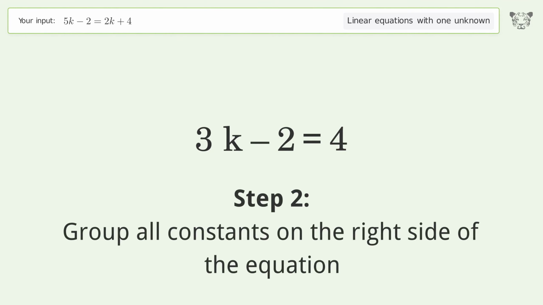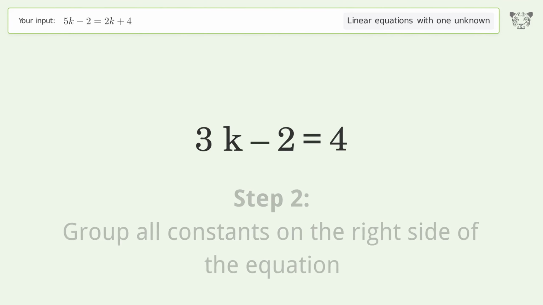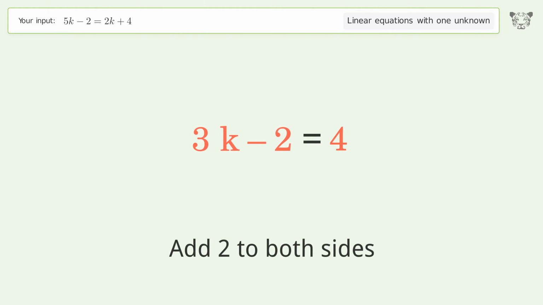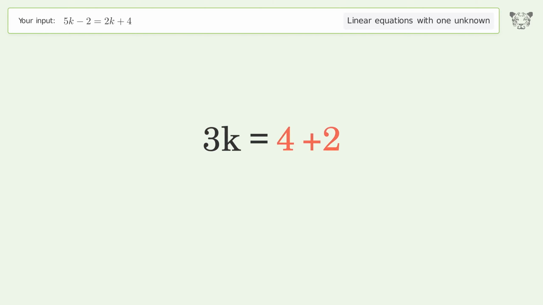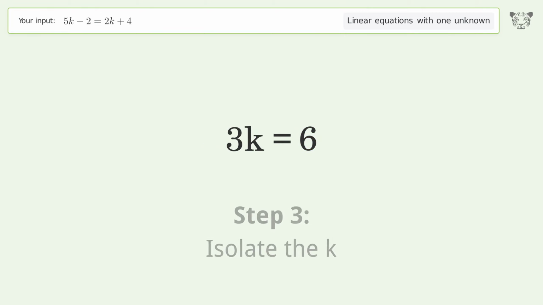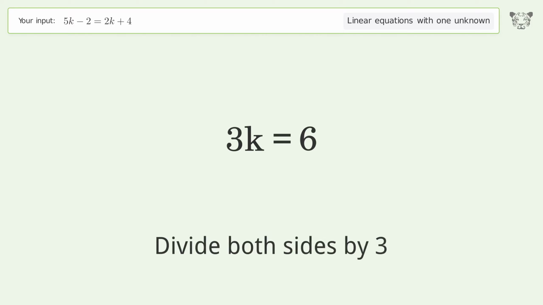Group all constants on the right side of the equation. Add 2 to both sides. Simplify the arithmetic. Isolate the k. Divide both sides by 3.